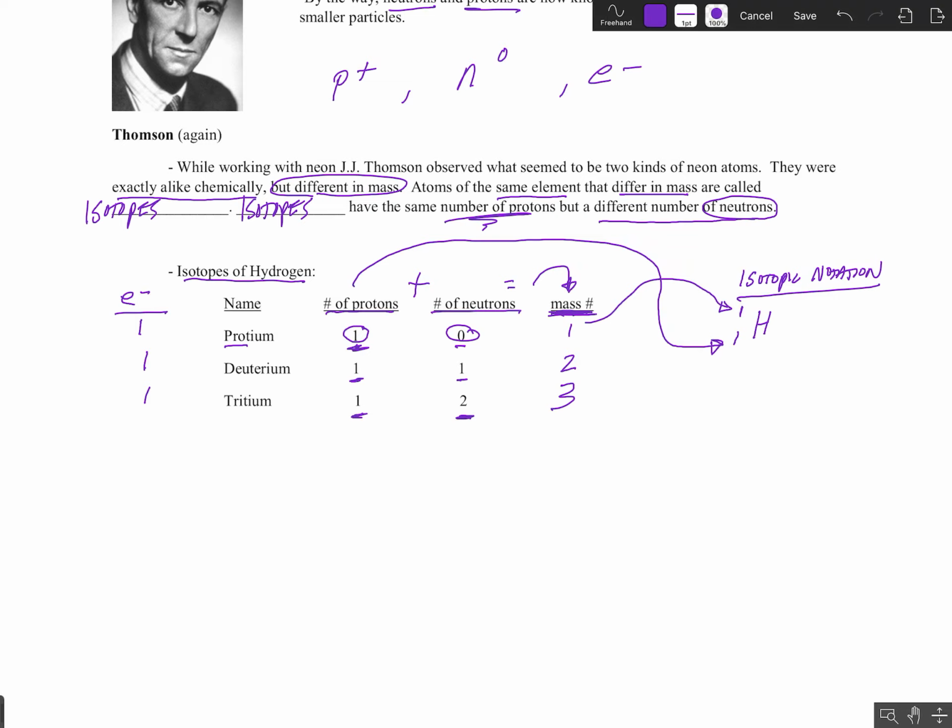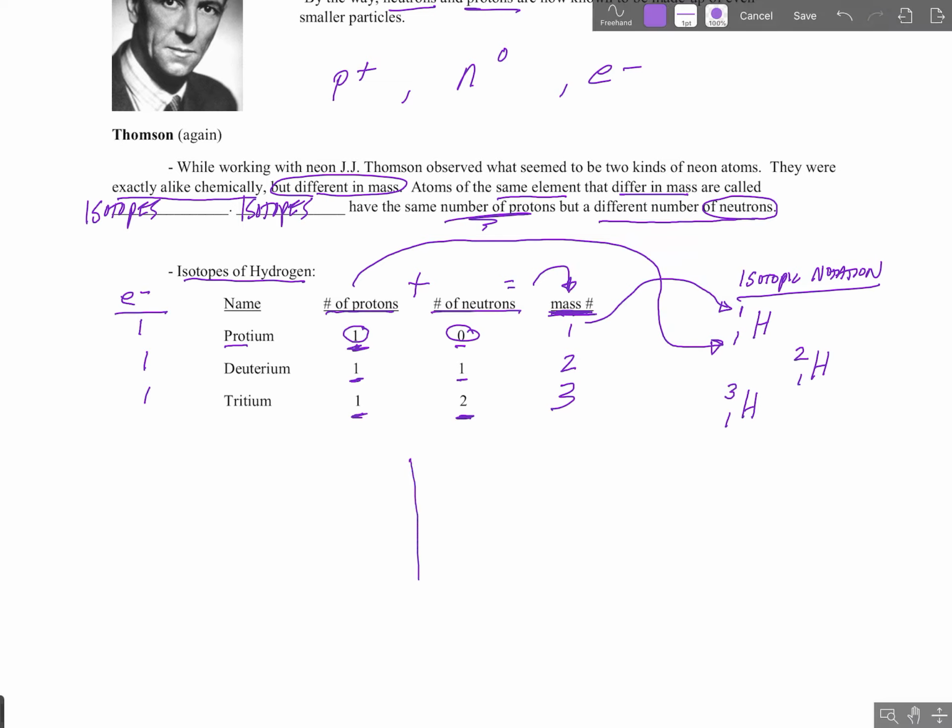What would the isotopic notation for deuterium be? Well, it would still be hydrogen, wouldn't it? It would still have 1 proton, but its mass would be 2. And finally, tritium: hydrogen, and it would have 1 proton and a mass of 3. This is called isotopic notation.